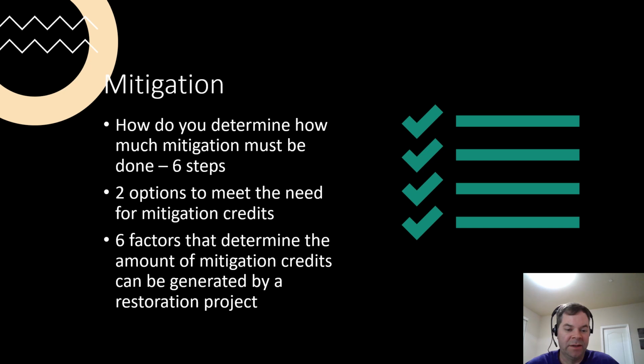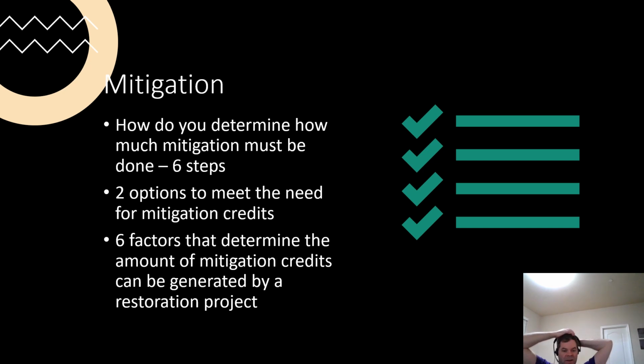The second step is priority category. So there's primary, secondary, and tertiary. Primary category is for habitat that's on state and federal lands. This includes river habitat and tidal habitat and essential fish habitat.